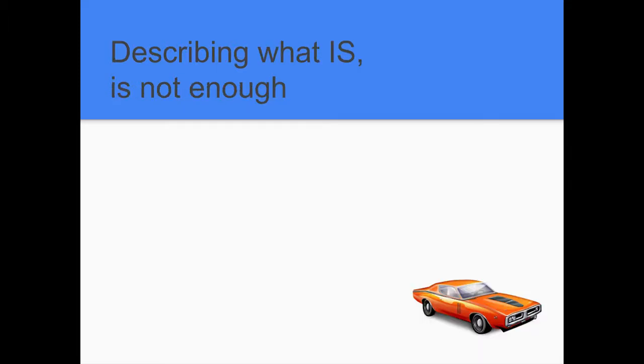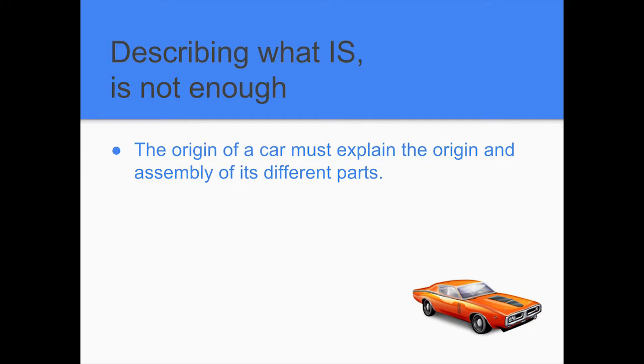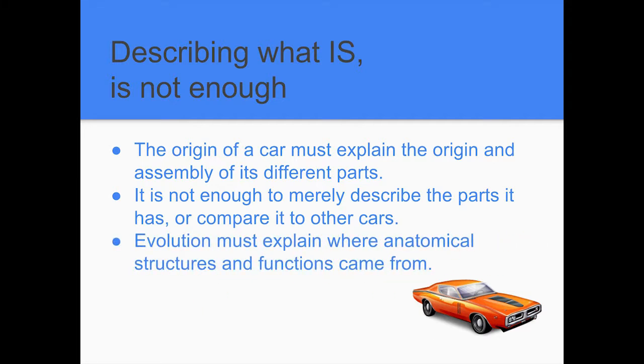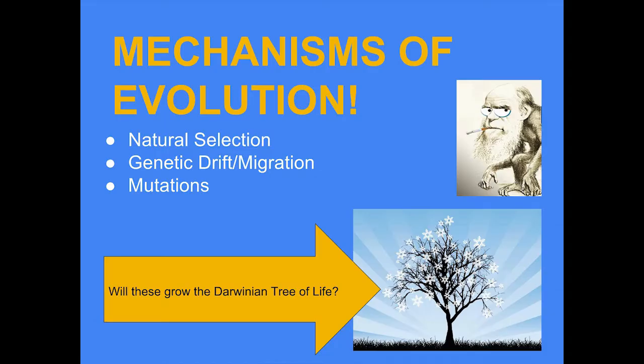Also, describing what is not enough. A lot of people make this mistake. If you're going to explain the origin of a car, the origin of a car must explain the origin and assembly of its different parts. It is not enough to merely describe the parts it has, or to compare it to other cars. Evolution must explain where anatomical structures and functions came from, not merely describe what they are, or compare them to other existing ones. In this presentation, we are going to look at mechanisms of evolution.